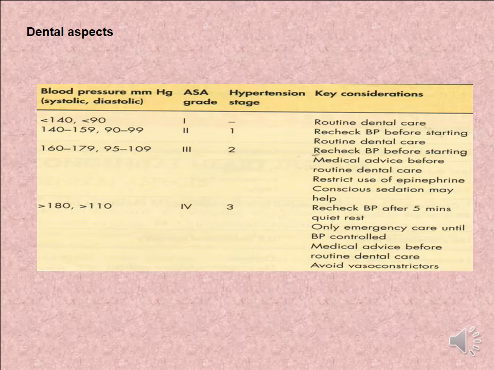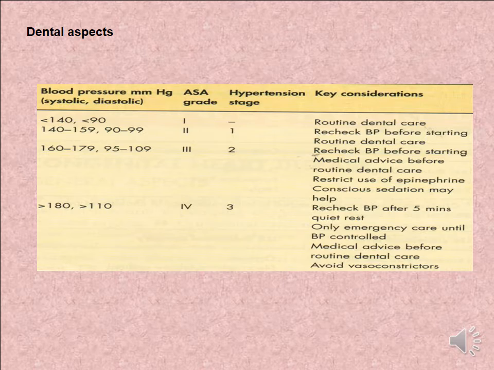Blood pressure between 140 and 159 systolic and 90 to 99 diastolic is ASA grade 2, the first stage of hypertension. Recheck blood pressure before starting routine dental care.